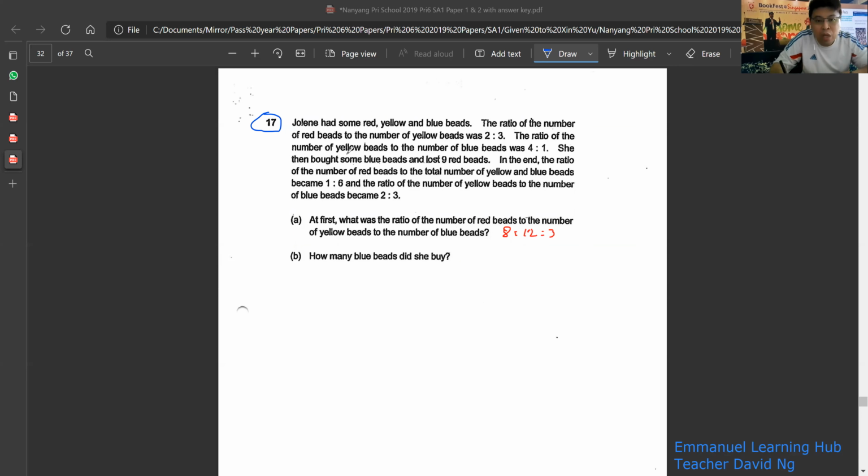Jolene had some red, yellow, blue. Ratio of number of red to yellow, 2 is to 3. Ratio of yellow to blue, 4 is to 1. She bought some blue bits, lost some, blah, blah, blah. This one later, worry later. Let's settle the ratio. Red to yellow to blue, 8 to 12 to 3.